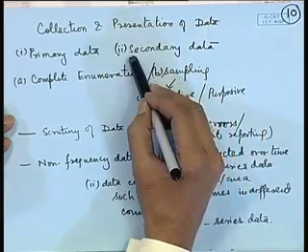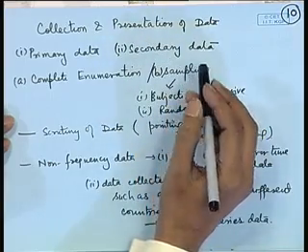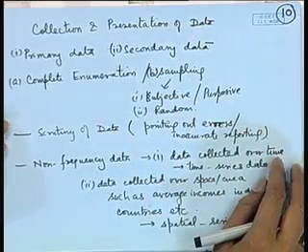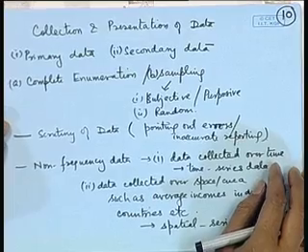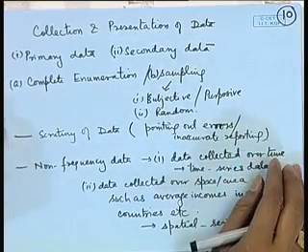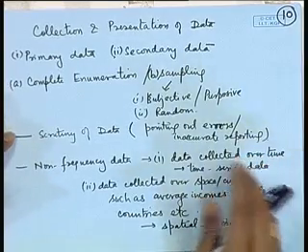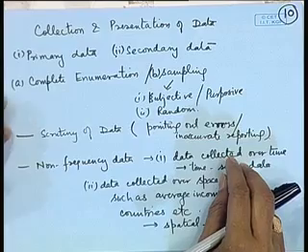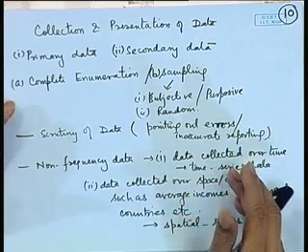This is called secondary data. That means the data has already been collected by a government agency or by a private agency, but it is already there, and the person who is going to use it simply borrows that data for doing statistical analysis.